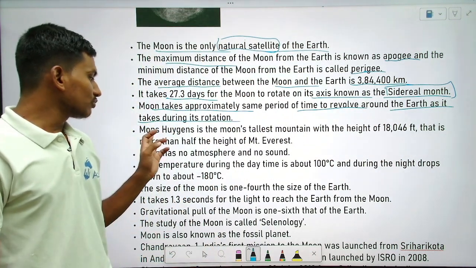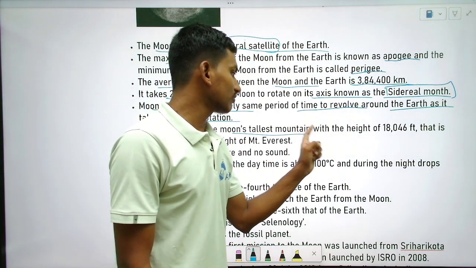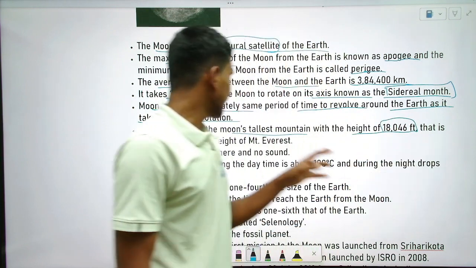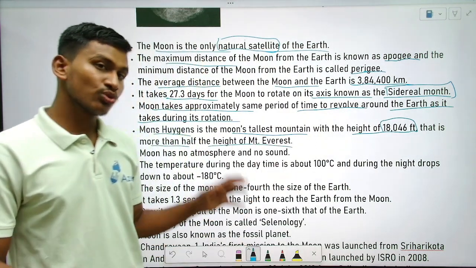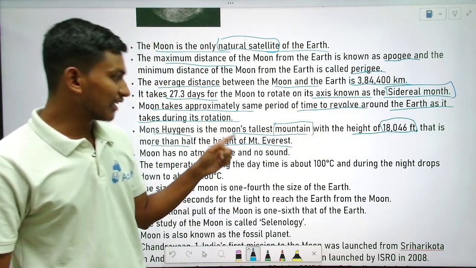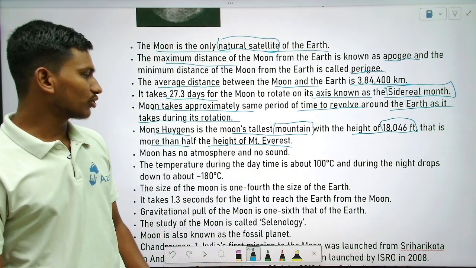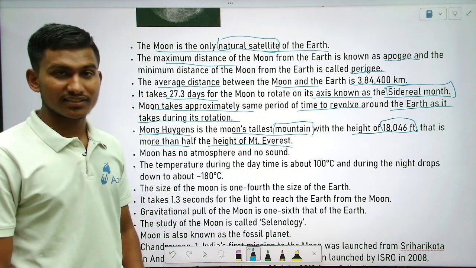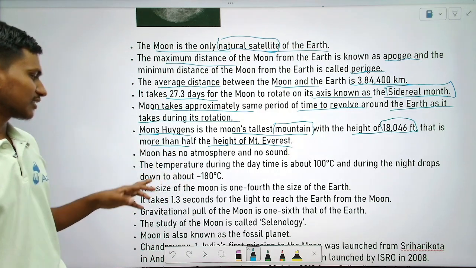Okay, good. So the moon's tallest mountain is Mons Huygens, with a height of 18,046 feet, which is more than half the height of Mount Everest. So on the moon there is a mountain, and its height is 18,046 feet. The mountain's name is Mons Huygens, right? You can read it like that also.